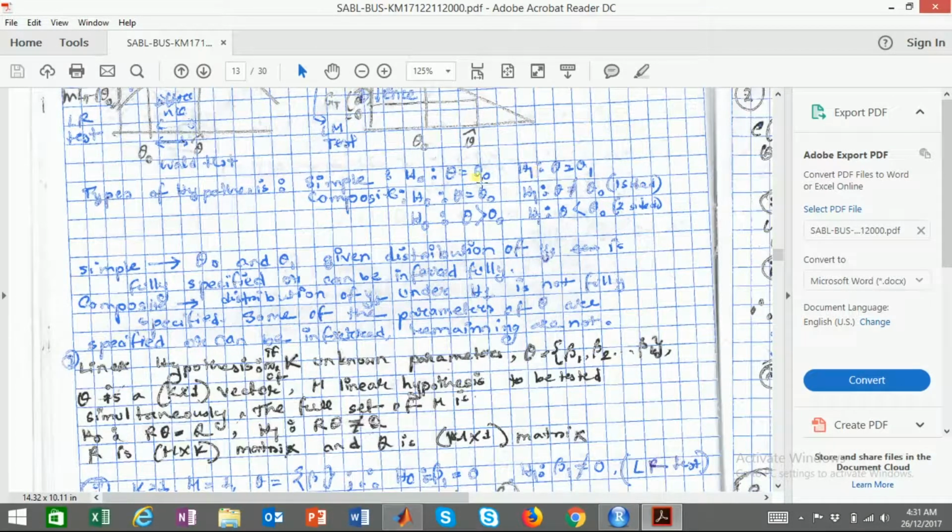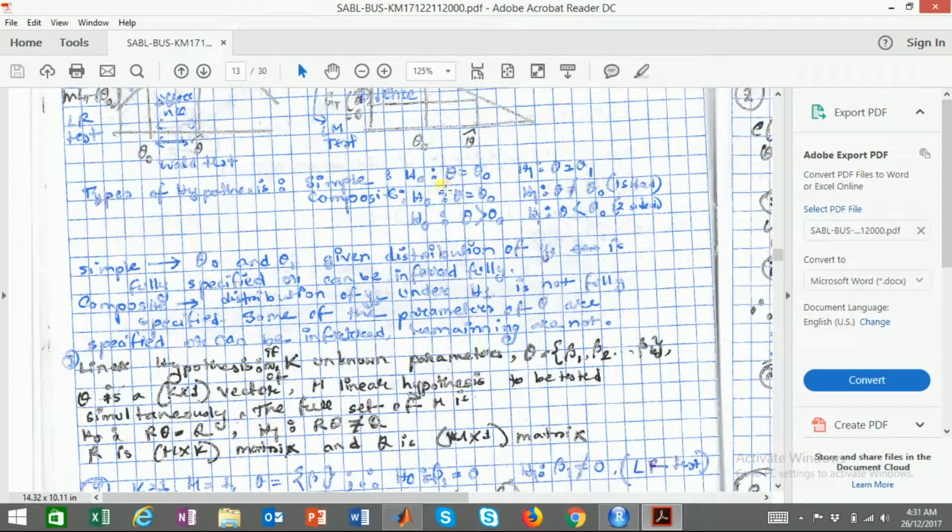Both of these hypotheses represent simple hypotheses because as the parameter value in each case is given, the distribution of yt under both the null and alternative hypothesis is fully specified. Now, on the other hand, if a hypothesis is constructed in such a way that the distribution of y cannot be fully specified, the hypothesis is referred to as being a composite hypothesis.